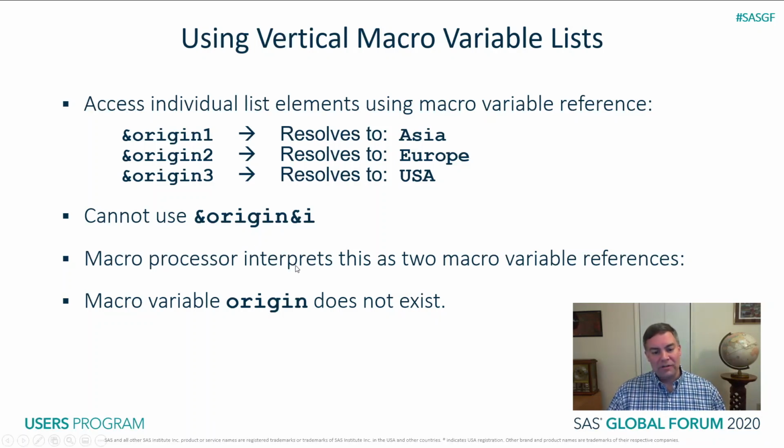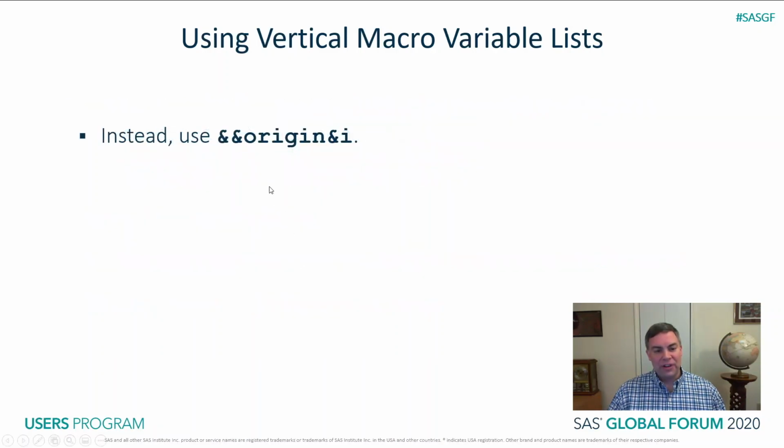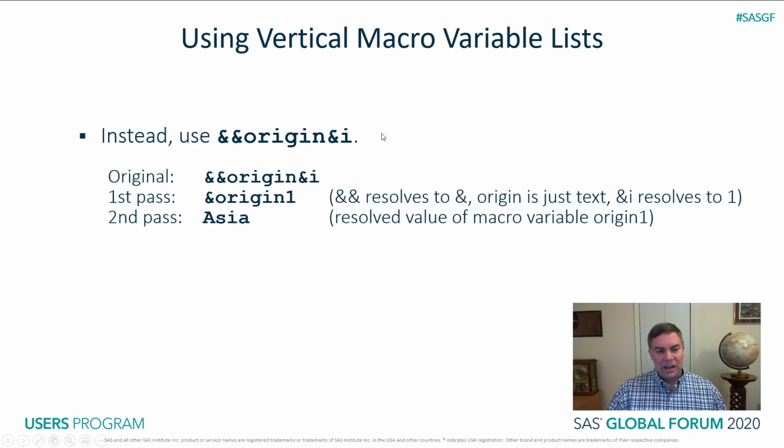The way that we get around this is with this syntax, a double ampersand: &&origin&i. Now, why does that work? Well, here's the way it works. When the macro processor parses this, the first token that it sees is ampersand ampersand. Ampersand ampersand always resolves to ampersand. You just have to remember that. Okay, so the macro processor resolves 2 ampersands to 1 ampersand.